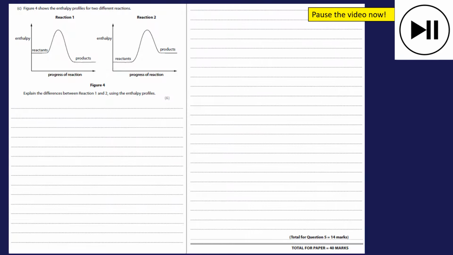This is the final question on the exam now. Finish with a 6 marker. That's normal. It's quite normal for an exam to finish with a 6 marker. So read the question, give as much information as you can, and when you're ready to hear the answer, unpause the video.